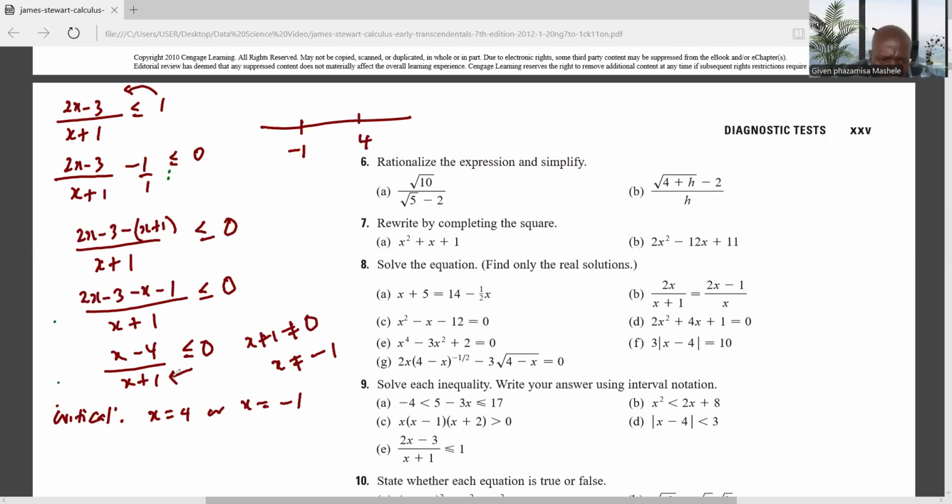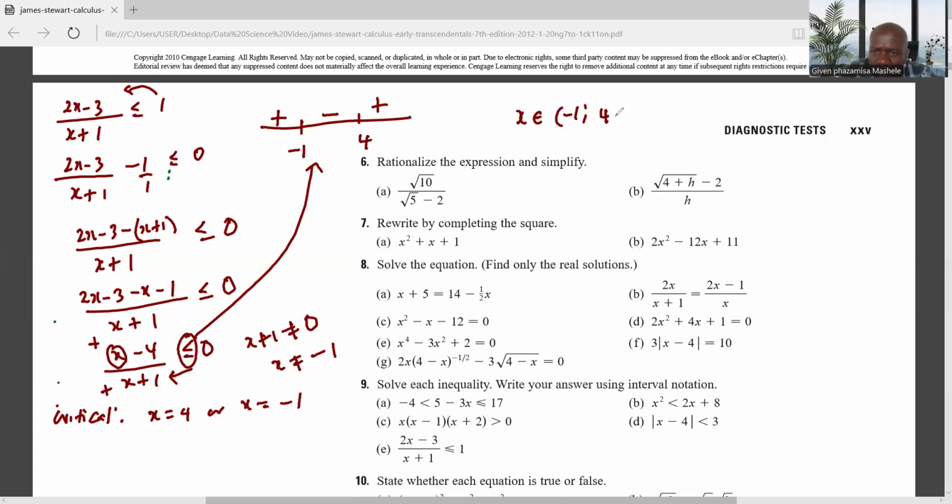So give me any value bigger than 4, say 5. If you plug it here, 5 minus 4 is 1, so it's a positive number, and 5 plus 1 is positive. So positive divided by positive is positive. And if it's positive here, then we're going to have negative, and then positive. So what is our answer here? Our answer will look where there is a minus, so the answer is in between. It means x is an element from minus 1 up until 4.